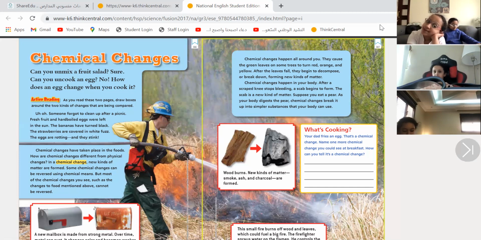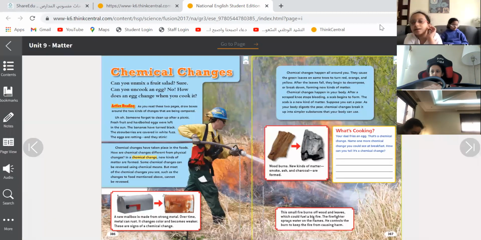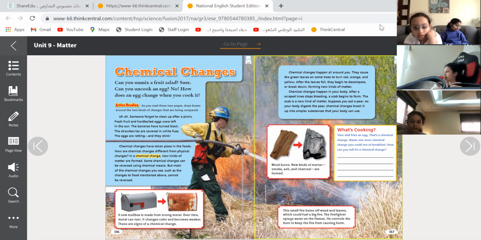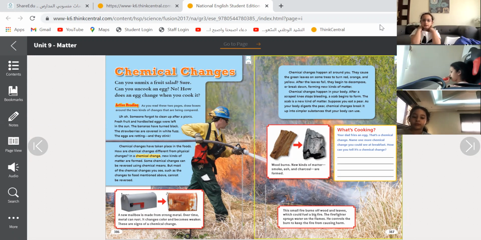So it's not a bad thing, it's a very good thing. Chemical changes are not all the time bad. Changes can be bad or good. So it depends, what does it do? All I need you to learn today is that when something breaks down, forming a new kind of matter, we call it a chemical change.